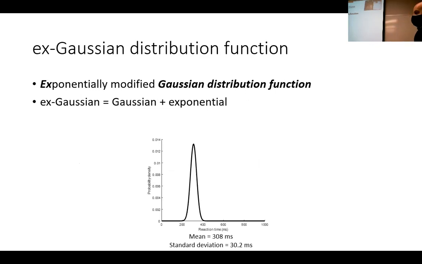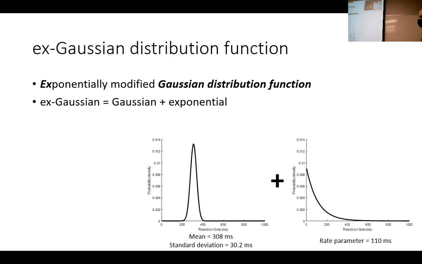So here is a normal distribution function. It has a mean of 308 and a standard deviation of 30.2. We could use any normal distribution function. We're going to add this to an exponential function. Often when you think of an exponential function, you think of exponentially increasing. But to get that positive skew, we want an exponentially decreasing function. So here we have an exponentially decreasing function.